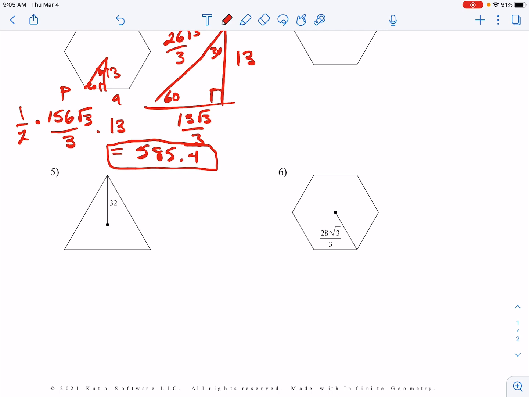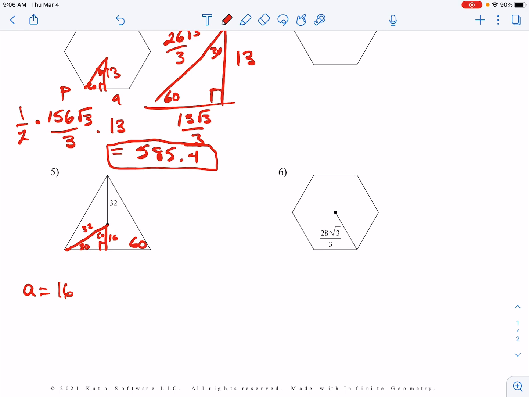Let's see. On this one, number 5, we have the radius, which is 32. On all equilateral triangles, the angles are going to be 60. If you split that with a radius, you're going to get a 30, 60, 90 right triangle. Let's see, if this is 32, then your side across from the 30 is going to be half of it, 16. So that's your apothem. Your apothem would be 16.